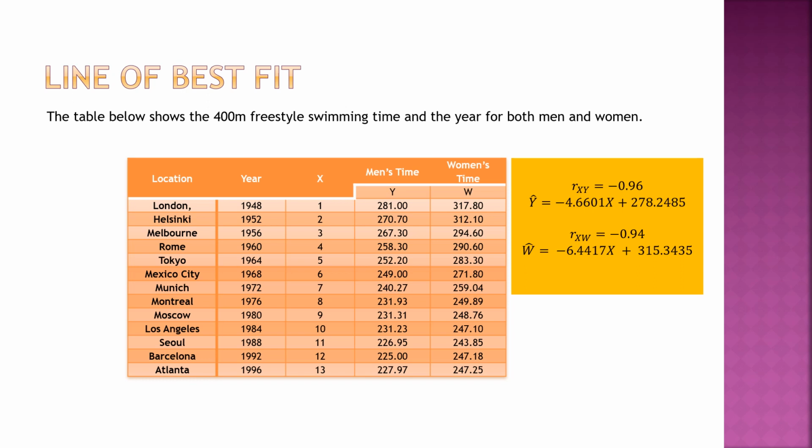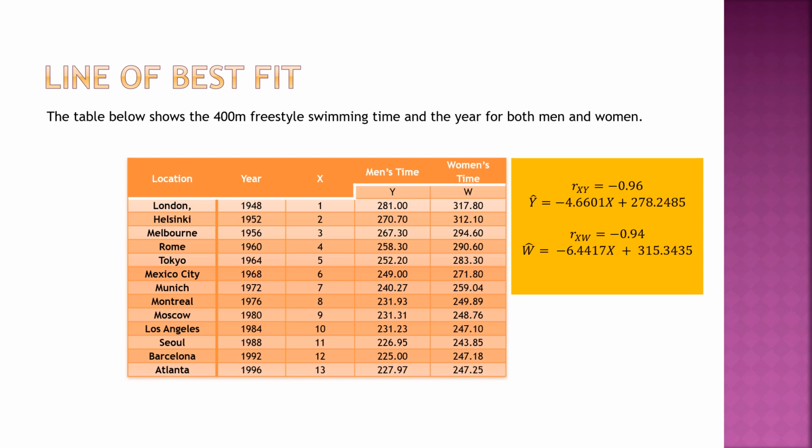So when you put it into the calculator, 1, 281, 2, 270, 3, 267, 4, 258. Do you understand what I'm saying? You have to put it in the form of a coordinate, x first, then y, whichever is taking the position of x and whichever is taking the position of y. When you put it into the calculator, you will get your a and b values. This is your b, and it must be negative. Your gradient must be negative because your r is also negative. So your gradient is negative plus your y-intercept. Is that clear?